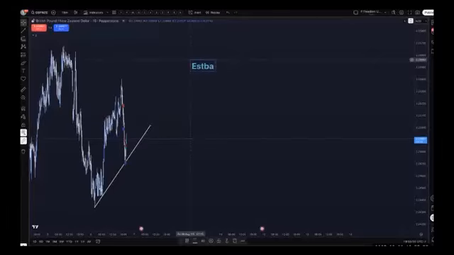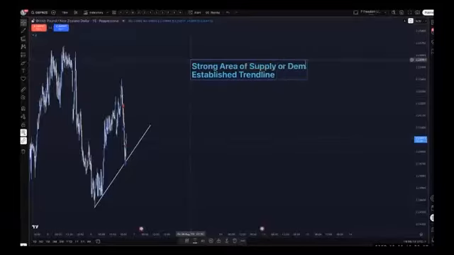So we talked about an established trend line, right? Established trend line being one of the things. But even before the established trend line, it's a strong area of supply or demand.